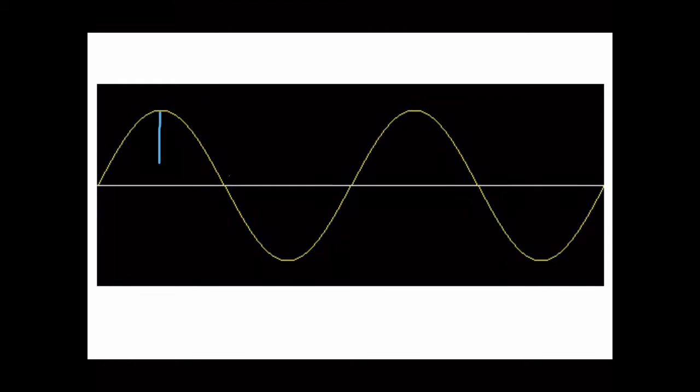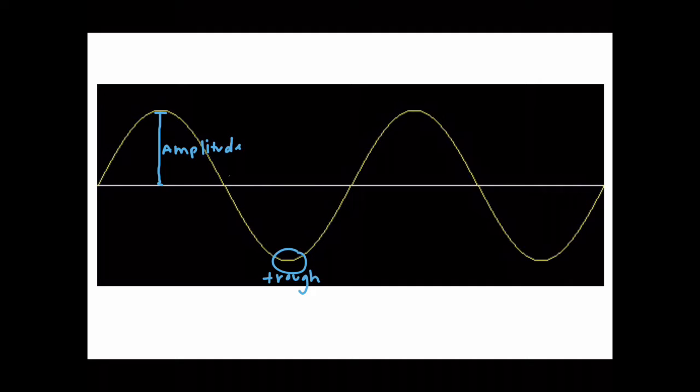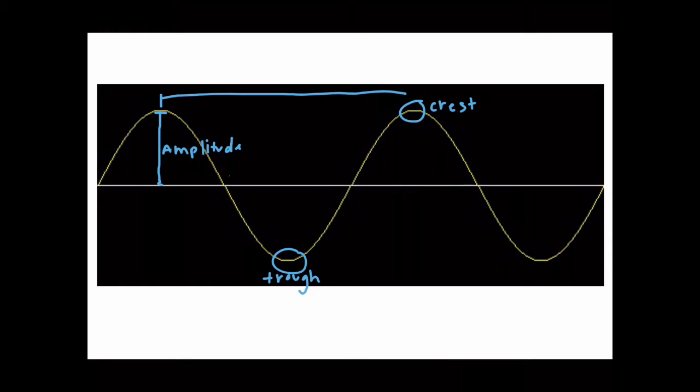Right here is what we call the amplitude. Right here is going to be the trough, and that is the lowest maximum point. And then right here, the highest maximum point is a crest. One wavelength can either be from a crest to a crest, a trough to a trough, whatever's easiest.